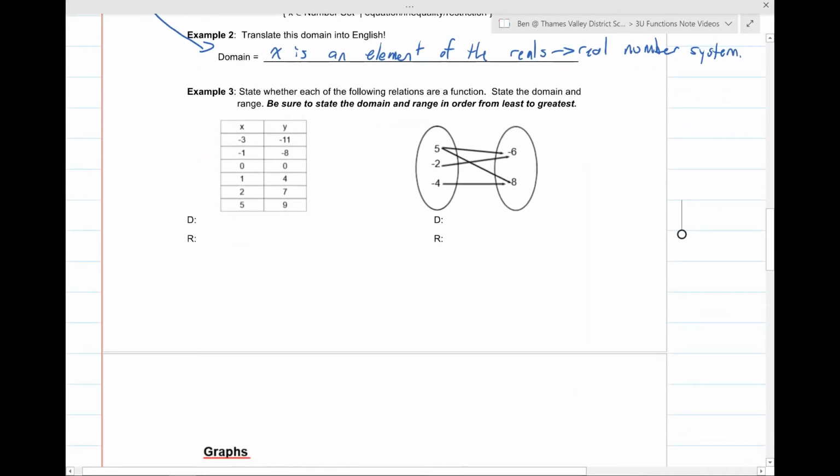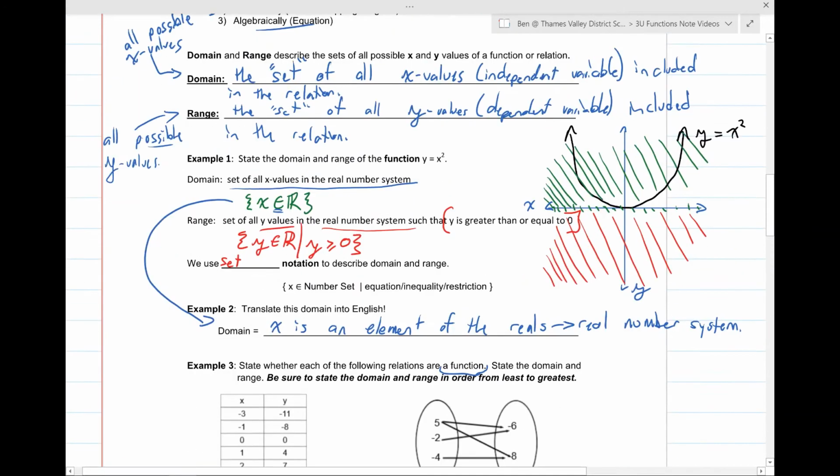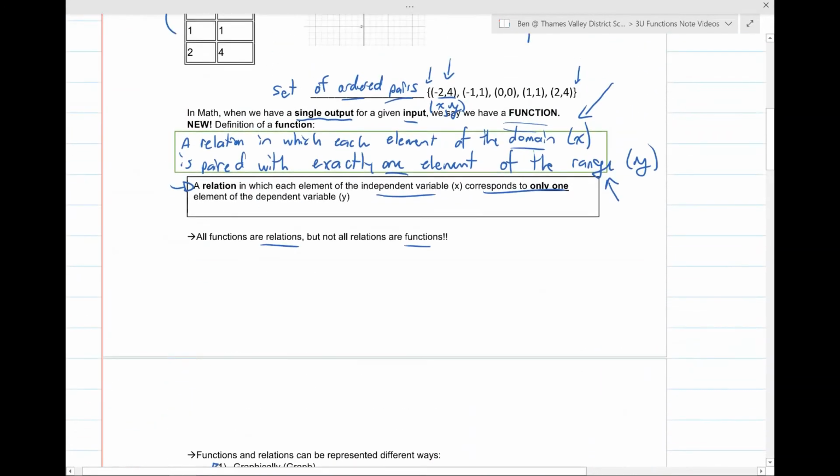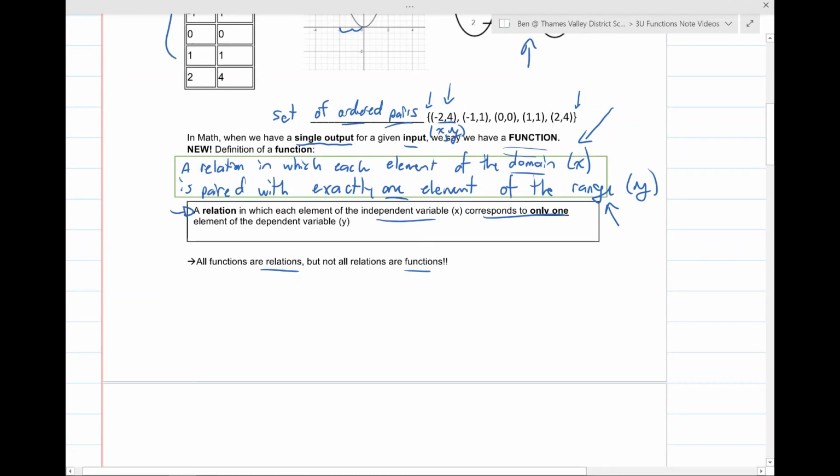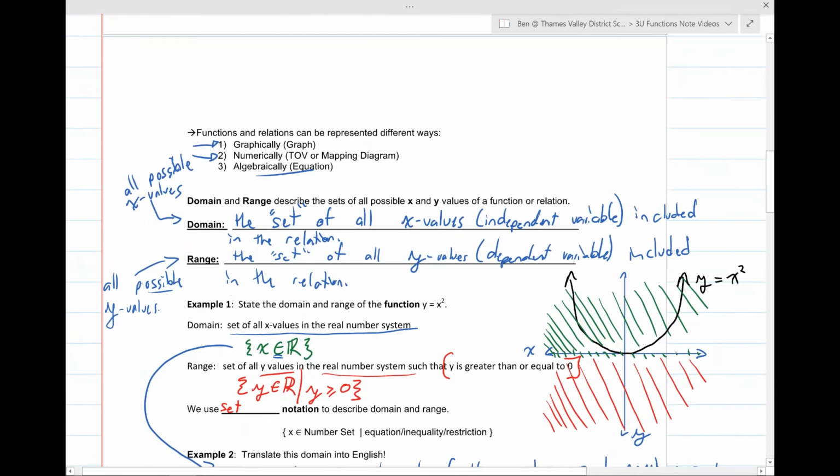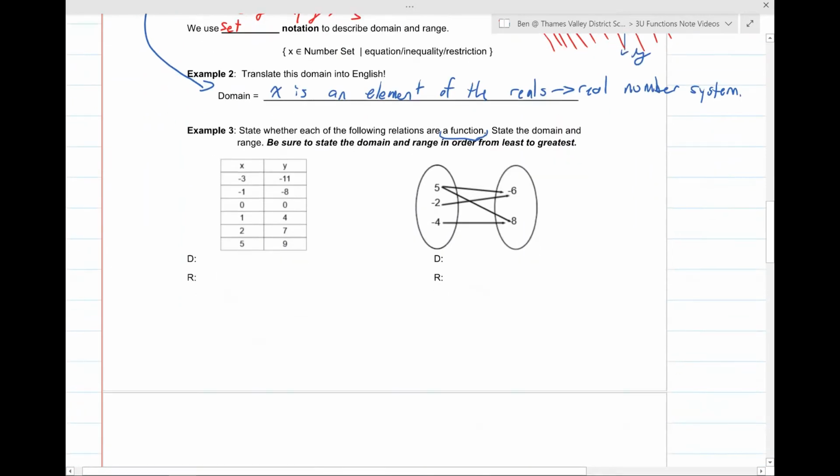Let's take a look a little bit further, just at the next example here. We're going to consider these relations, and we're going to decide whether or not they are, in fact, functions. Remember, we have our definition of a function that we came up with at the bottom of the previous page that tells us a function is a relation in which each element of the domain is paired with exactly one element of the range. That means for each input, there's only one output.